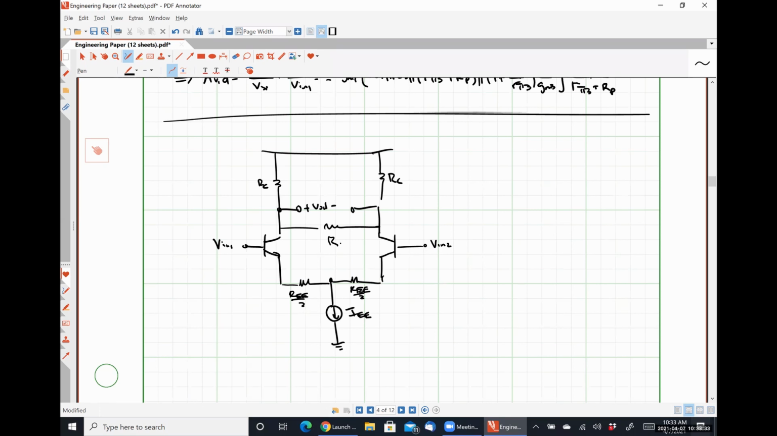Anybody got any thoughts? So you just break the resistor in half to make it symmetrical, right? So put R over 2 on the left-hand side and R over 2 on the right-hand side, and you now have a symmetrical circuit that you can analyze. So that would be a common emitter amplifier, in this case with emitter degeneration and a fixed load resistance. That's it.